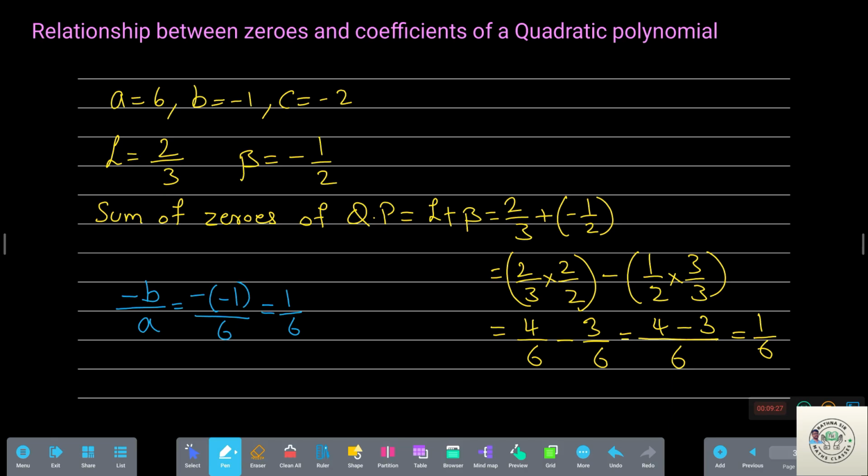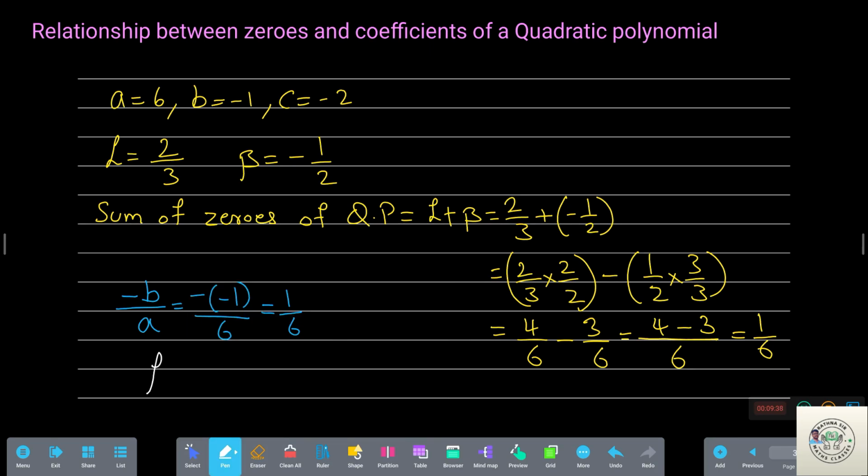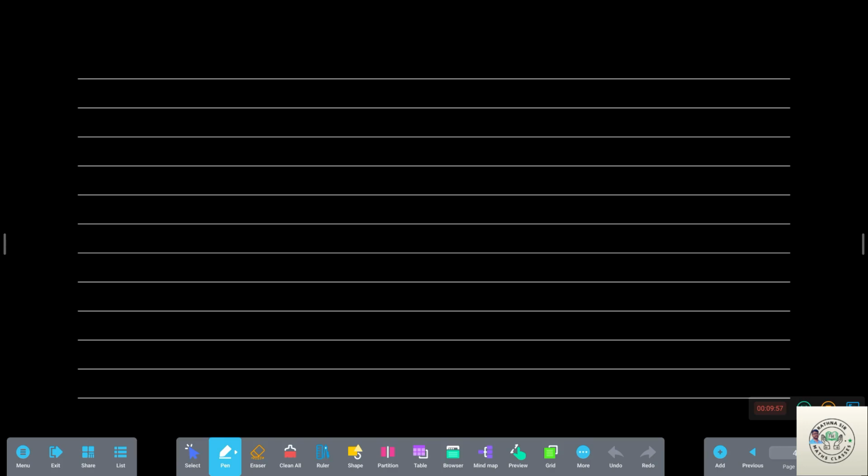So this is how we can say that the sum of zeros of a quadratic polynomial, alpha plus beta, is equal to minus b by a. Alpha plus beta is equal to minus b by a. This is the first rule, right? Next, product of zeros.